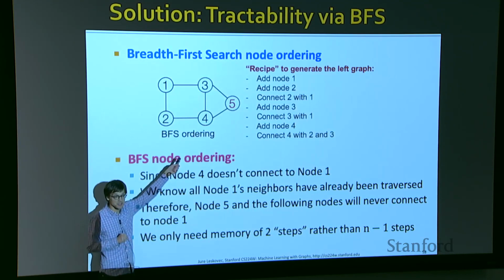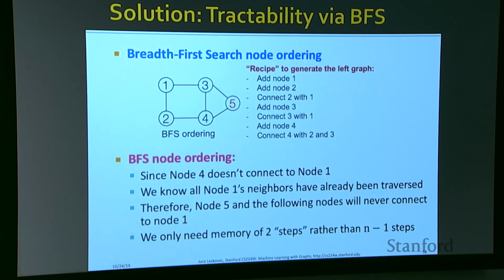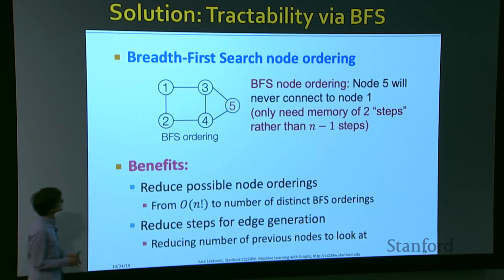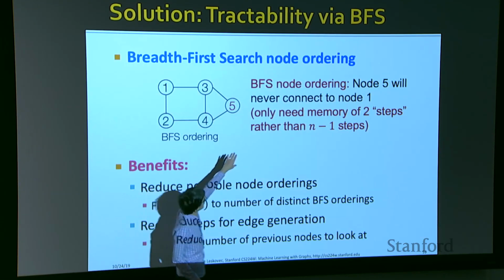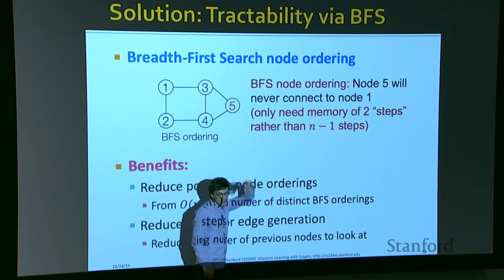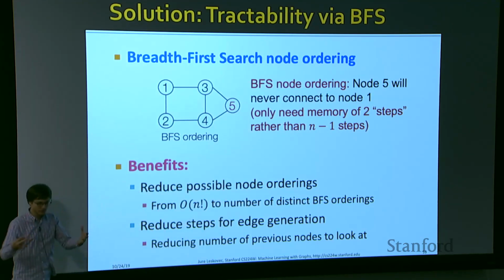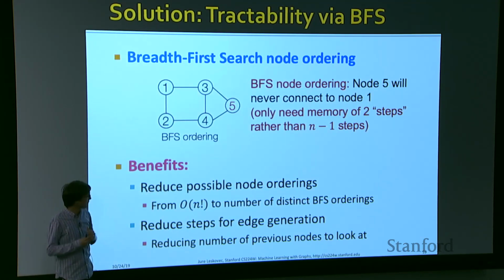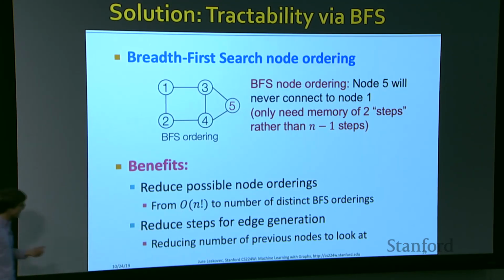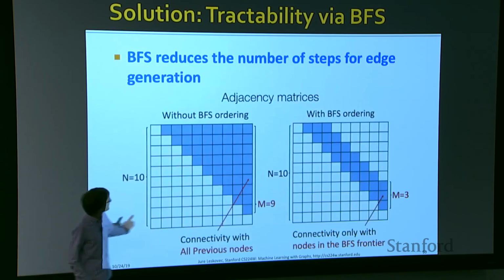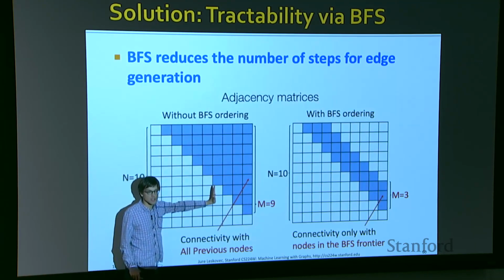Because this is hard. Essentially, let me just say what we do and why this gives us opportunity. First, because we are using the node ordering, as I said, we don't need to learn that 5 links to 1. This means we need much less memory, so the model capacity is smaller. We reduce the number of possible node orderings. We just pick one rather than take something random. And we also reduce the number of steps in the edge generation. And why is this the case? This is the case because before we were generating the entire adjacency matrix.